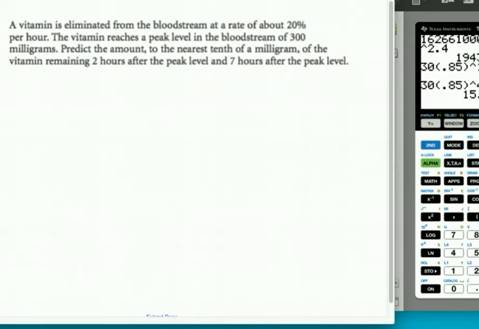The vitamin reaches its peak level of 300 milligrams. Predict the amount to the nearest tenth of a milligram after 2 hours after the peak and 7 hours after the peak. So again, because it says eliminated at 20%, what we're looking at is decay, right? So 1 minus 0.2 would give me 0.8 as my multiplier.